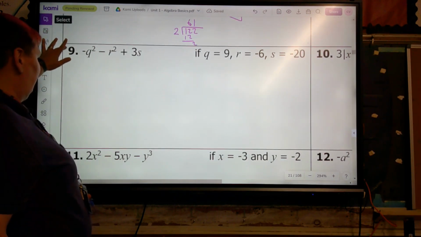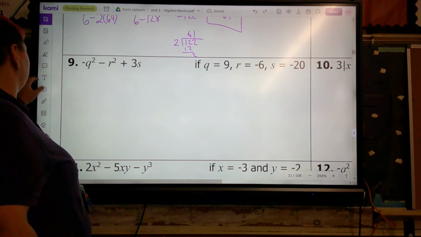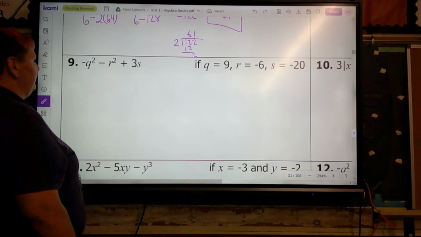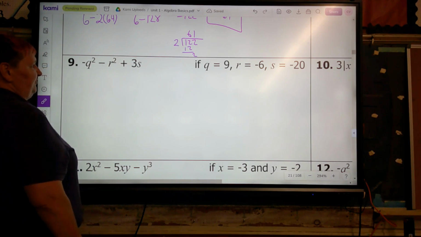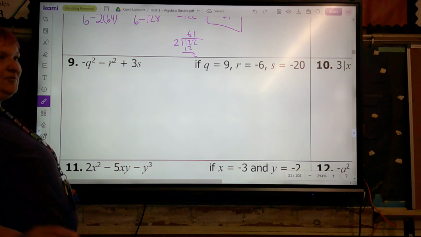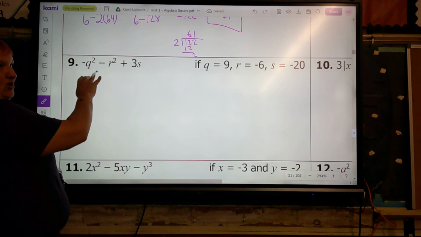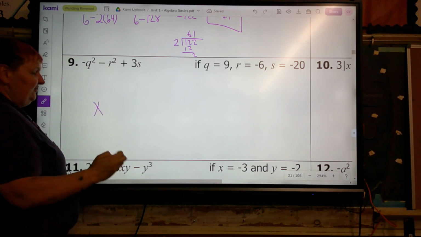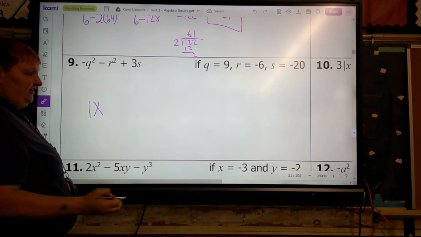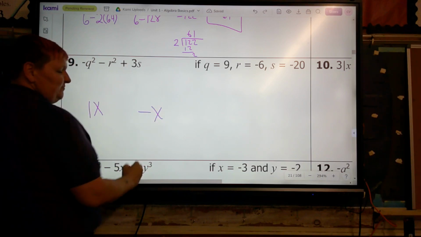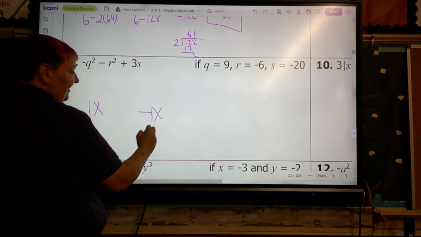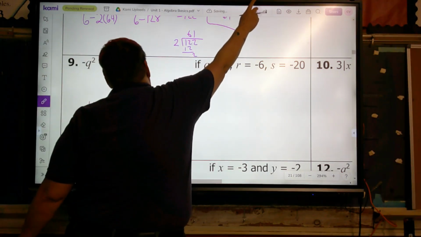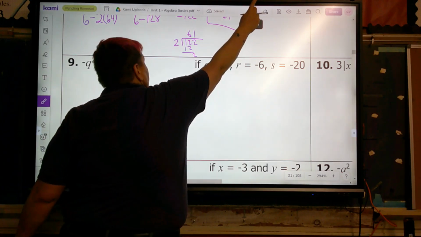Alright, number 9. Negative q squared minus r squared plus 3s. Now, remember what I said about variables with no coefficient? If you have x by itself, there's actually an invisible 1 in front of it. And if you have negative x by itself, there's actually a negative 1 in front of it. You need to remember that because that's going to come up a lot in this one.